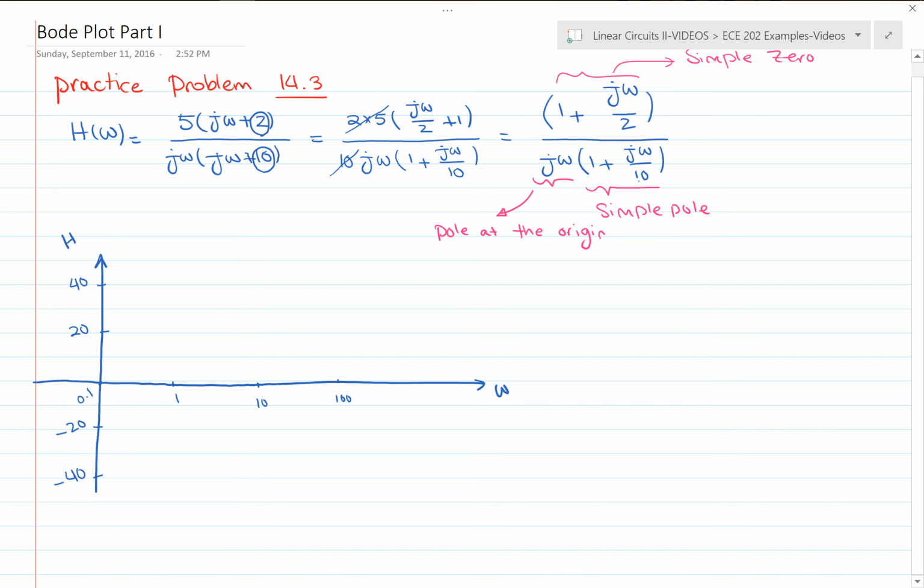Alright, so the first one was a simple 0. So for the simple 0, we know that the plot will be 0 until this 0 here, which is 2. So our 0, z1, is equal to 2. Okay, so if this is 1, this is 10, then this can be defined as 2. So it says that it is 2, right? And then after z, after the 0, it will increase with the slope of 20 decibel per decade. So it is basically 20n, but n here is equal to 1, right? So it is 20 decibel per decade.